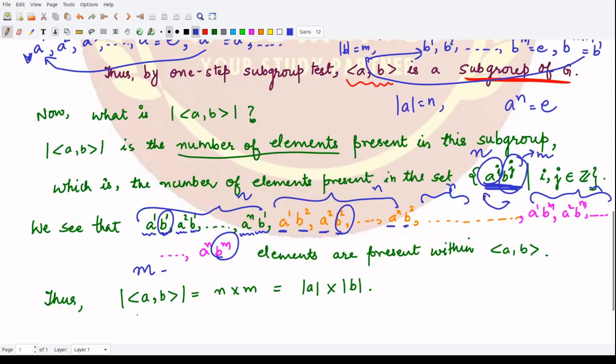So therefore the order of the subgroup generated by a and b would be n times m, and you know what n is: n is the order of a. What is m? m is the order of b, correct? So I think this solution is the correct answer for this.